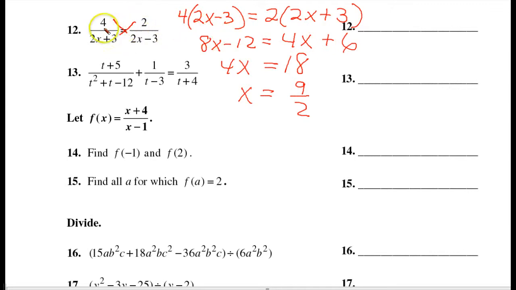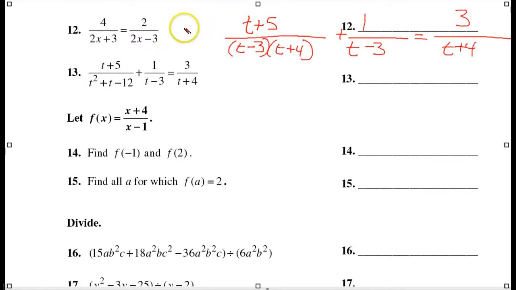So we take the 4 and multiply it by this, get that. Take the 2, multiply it by this, get that. Transpose to both sides, divide both sides by 4. x is equal to 9/2. And you can leave it as a fraction. Now, let's do number 13.